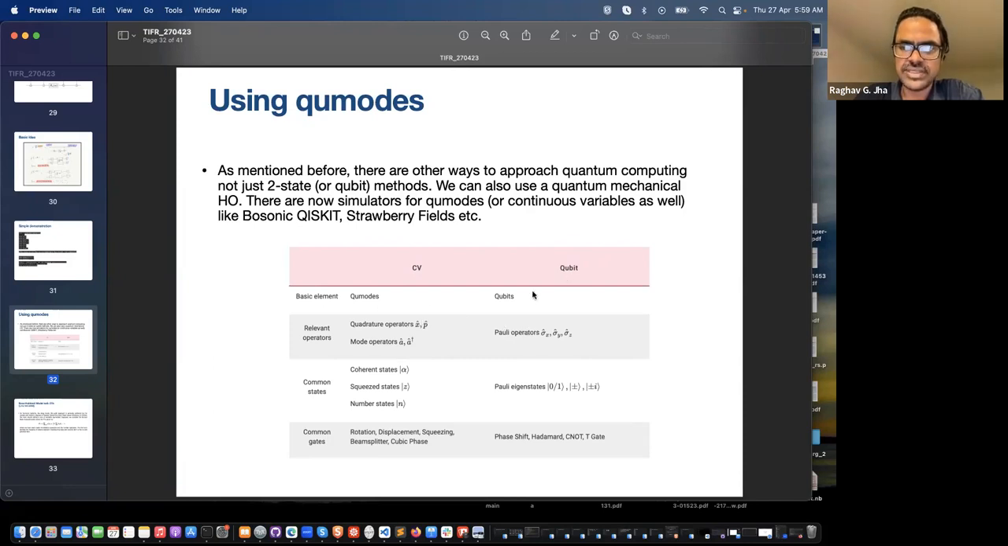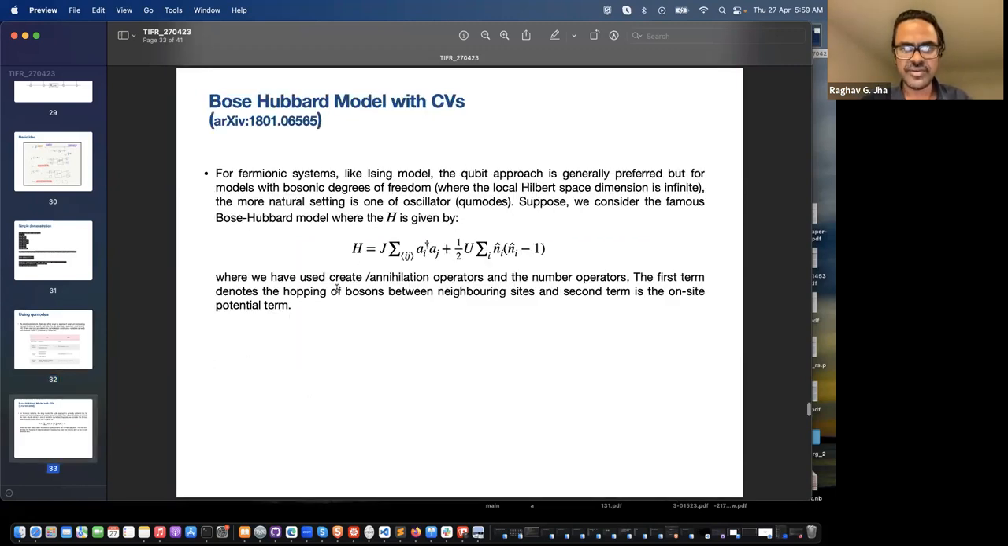The basic element of the qubit version of digital quantum computing is qubits. In this case, it's qumodes. In qubits, we have Pauli operators like X, Y, Z, or sigma X, sigma Y, sigma Z. In these cases, we have the creation and annihilation operators or the quadrature operators. In the other case, we have Pauli eigenstates. In these cases, we have coherent states, number states, and so on. In the other case, we have phase shift, Hadamard, CNOT, T gate, and things like that, which are unitary gates. In this case, we have unitary gates given by rotation, displacement, and other things. And these all depend on a and a dagger. So that is the basic formulation.